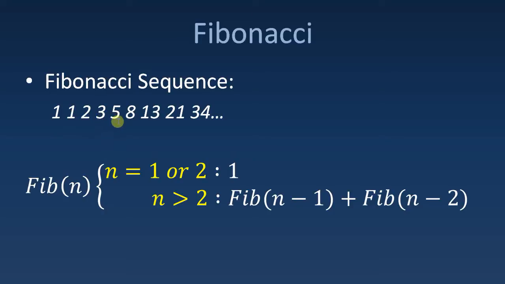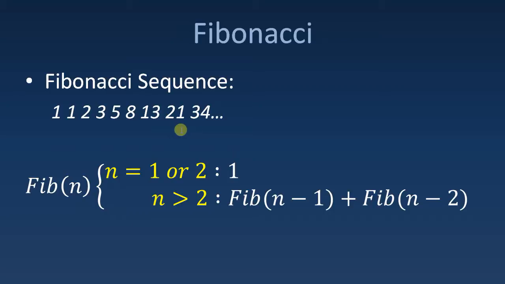How do I get the fifth number? Well, I add up the fourth and the third. So 2 plus 3 is 5. 3 plus 5 is 8. 5 plus 8 is 13. 8 plus 13 is 21. Each number just comes from adding up the two that come before that.